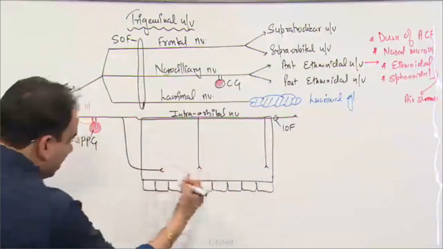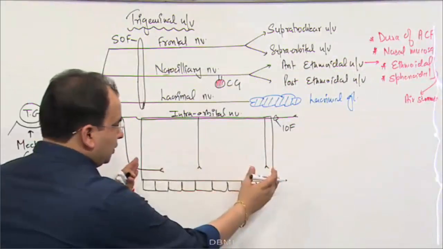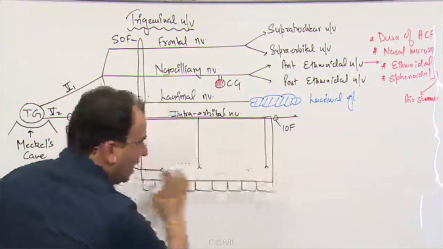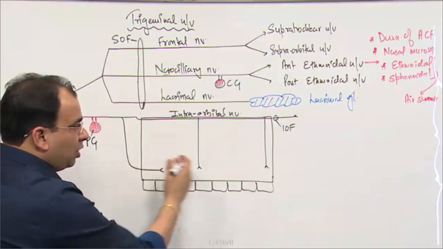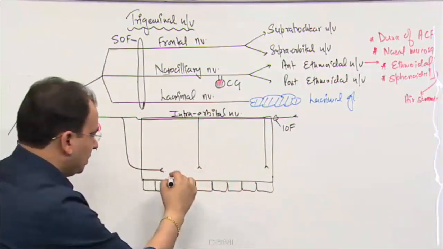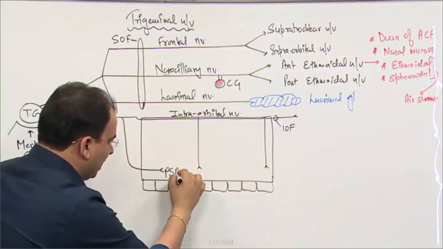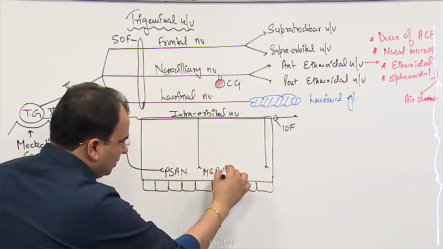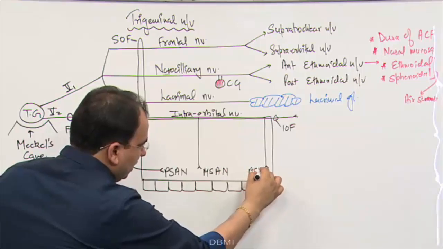So guys, what are these nerves first of all called? These three nerves are not only supplying the maxillary sinus, they are also supplying the superior alveoli, and that's why these are called alveolar nerves: the posterior superior alveolar nerve, the middle superior alveolar nerve, and the anterior superior alveolar nerve.